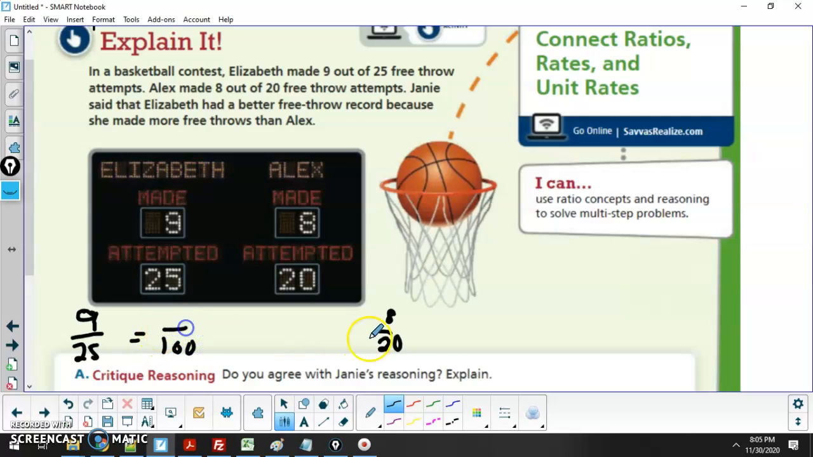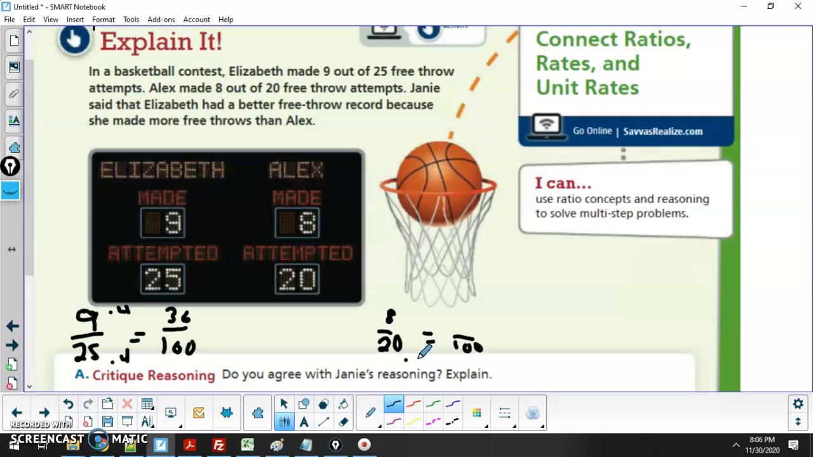See, you could make 20 into 100, and you can make 25 into 100. Not so bad, right? So 25 becomes 100 by multiplying by 4. So 9, if we multiply the top by 4, it would be 36. So if we continued at this same rate, as this ratio, Elizabeth would make 36 out of 100.